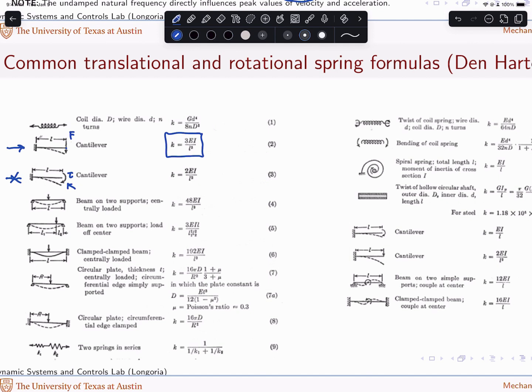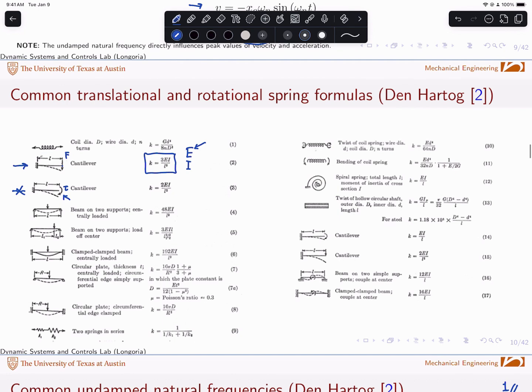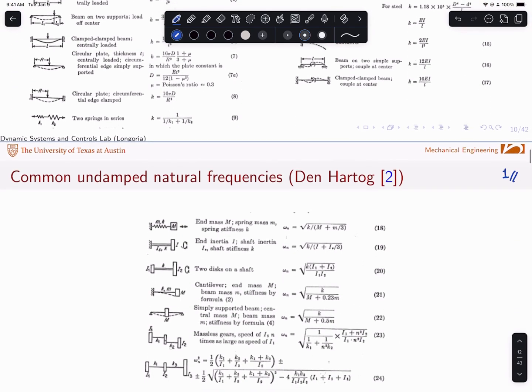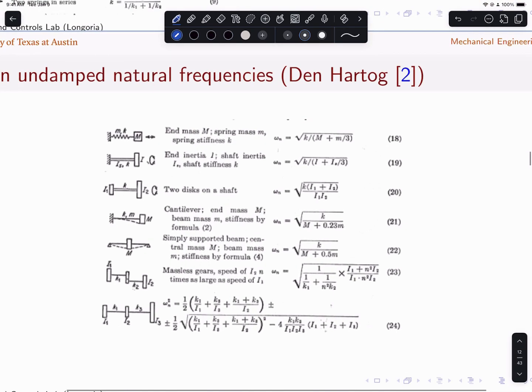Right, so you just have to know the Young's modulus, the area moment, and then the length L of it. Sometimes, again, E, the Young's modulus, is an estimate, but for most materials we can at least estimate that. A lot of other stiffness formulas here could be useful to you. And then another nice table here is estimates of undamped natural frequencies. Again, these are estimates, but can work really well.